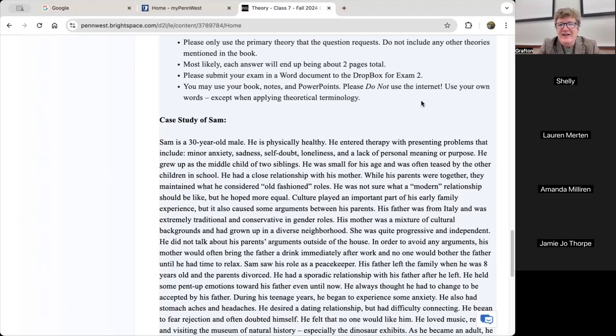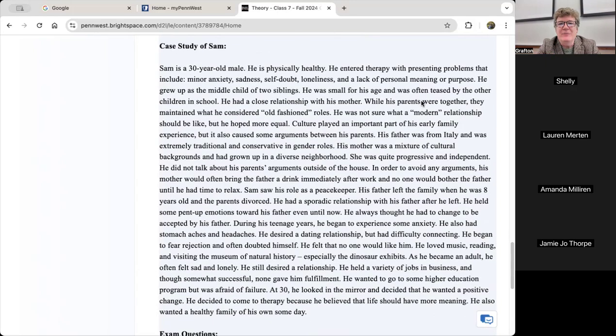Most likely, each answer will end up being about 2 pages for each question. That's about 6 pages total, not bad. Submit your exam Word document, Dropbox 2 for exam 2. You may use your book, your notes, PowerPoints. Do not use the internet. Use your own words, except when applying theoretical terminology. All right. So, any questions before we look at the case study?